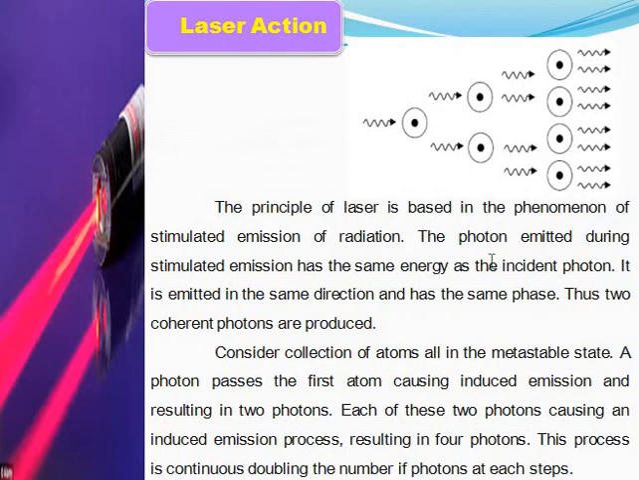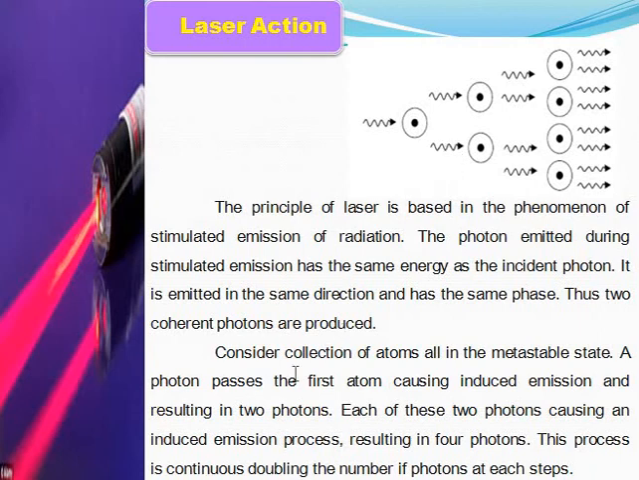It is emitted in the same direction and has the same phase. Thus two coherent photons are produced. You can see this is the incident photon that stimulates the atom, due to which two stimulated photons are produced.